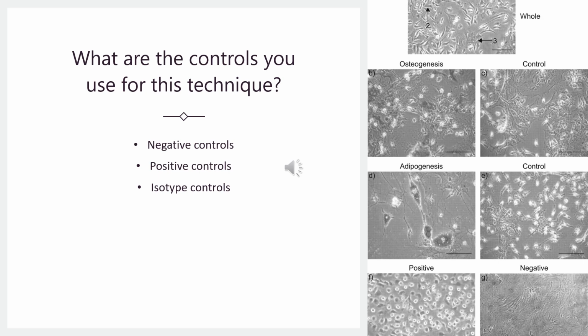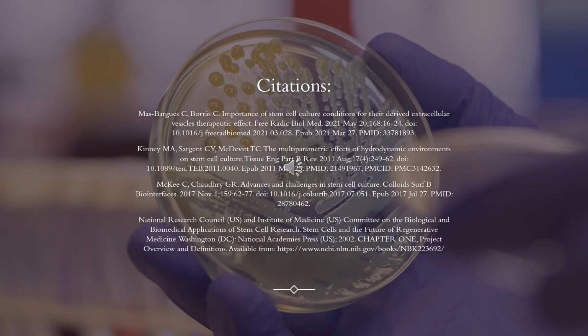Then there are isotype controls, which involve the use of antibodies for cell surface marker characterization. And they are antibodies with the same isotype as the primary antibodies used in the experiment, but they do not recognize the target antigens.